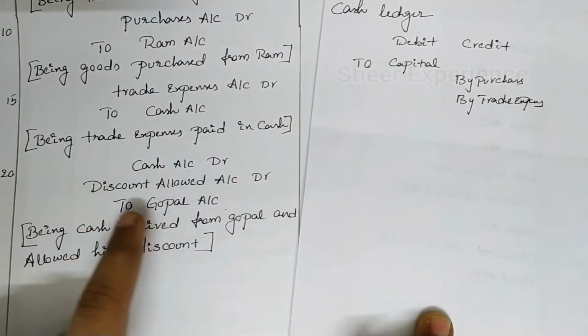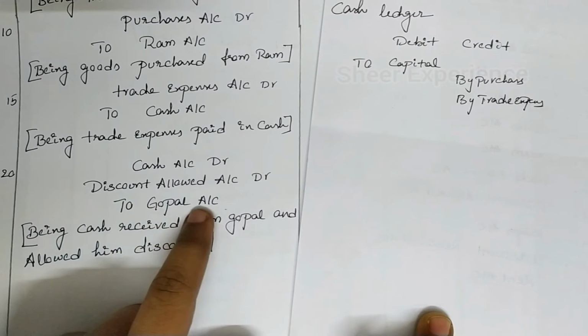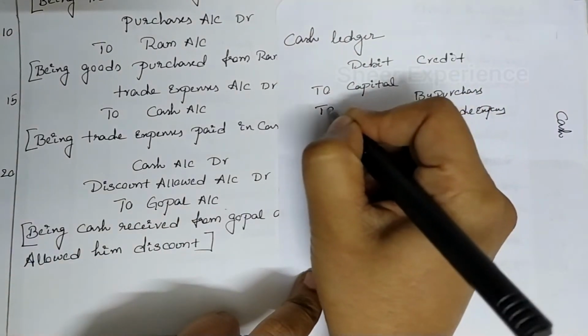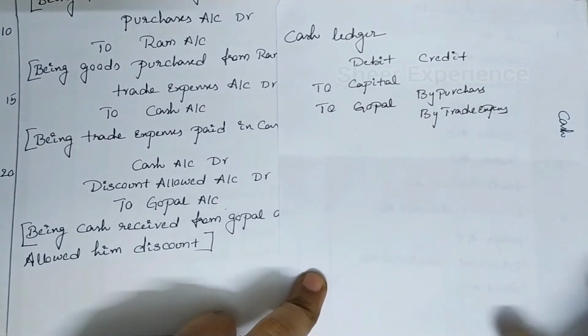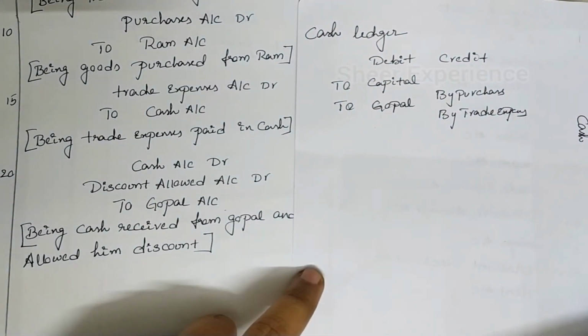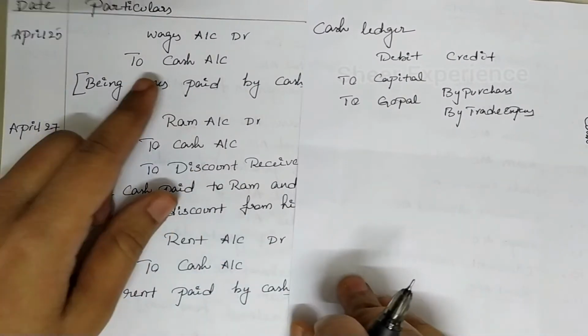Next we have discount allowed and Gopal account. Here we have taken only Gopal account because that is the corresponding credit account for cash account. We don't take discount allowed account because it is on the debit side, same like cash account. Gopal account is credited. We take it on the debit side in the cash ledger.